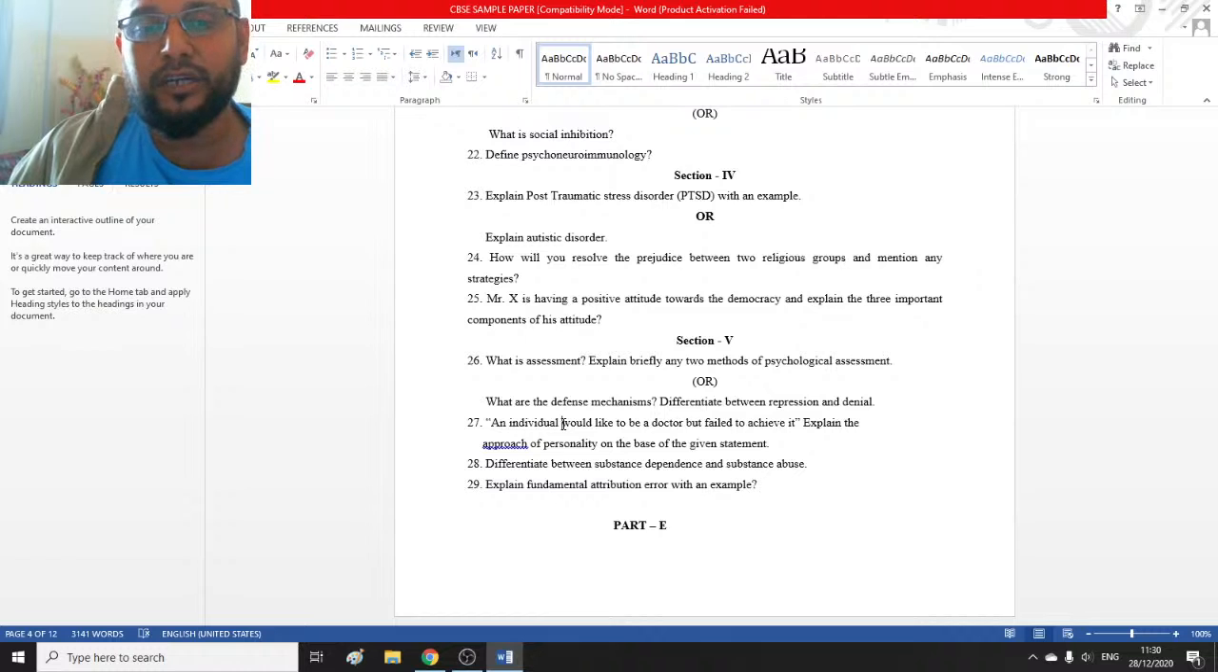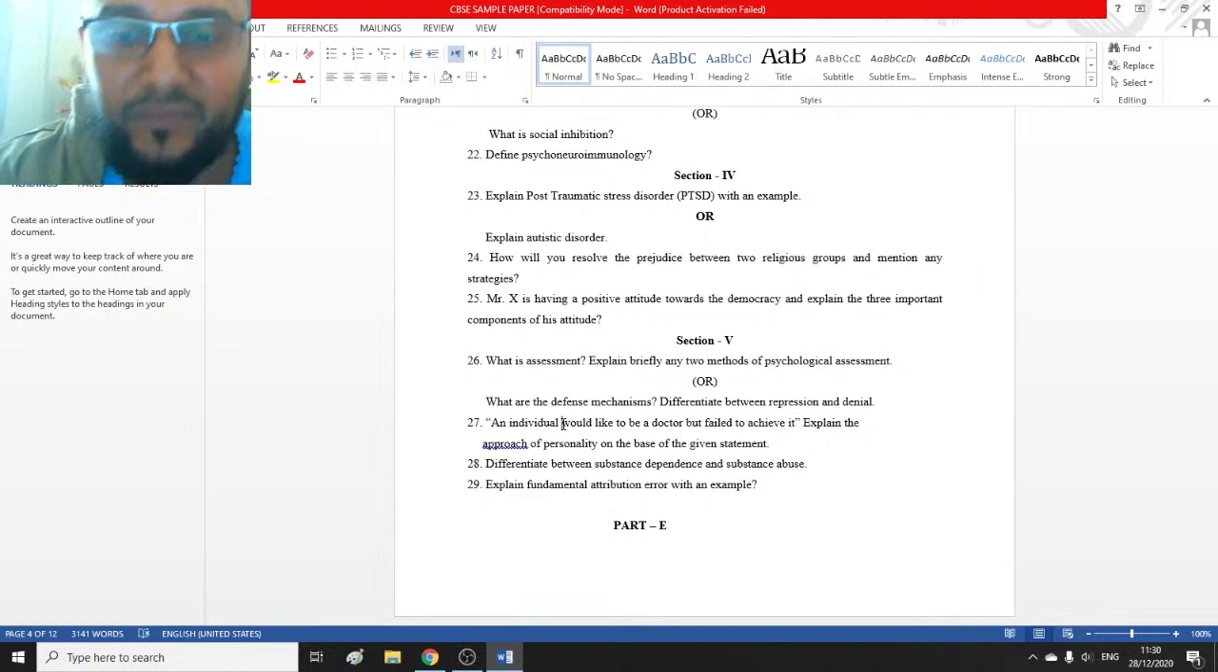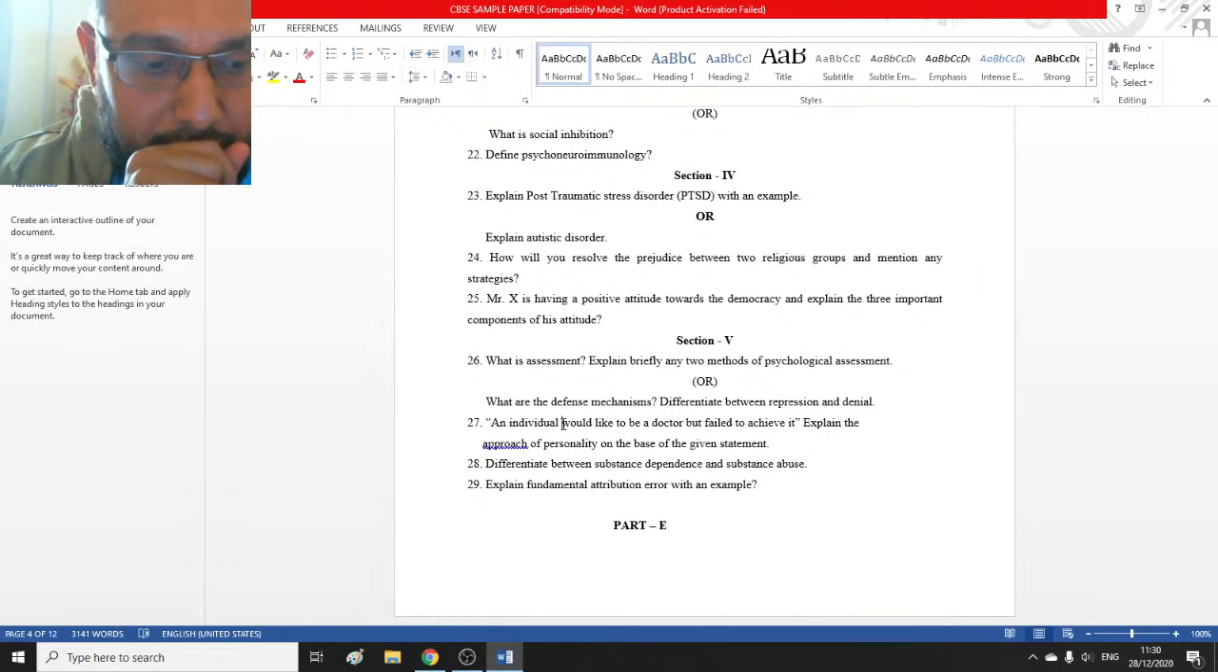Dependency means showing tolerance and withdrawal symptoms to the particular drug. Dependency is standing on tolerance and withdrawal. Abuse is what you see here. Abuse means the consequences because of consuming the particular substance or the drug.